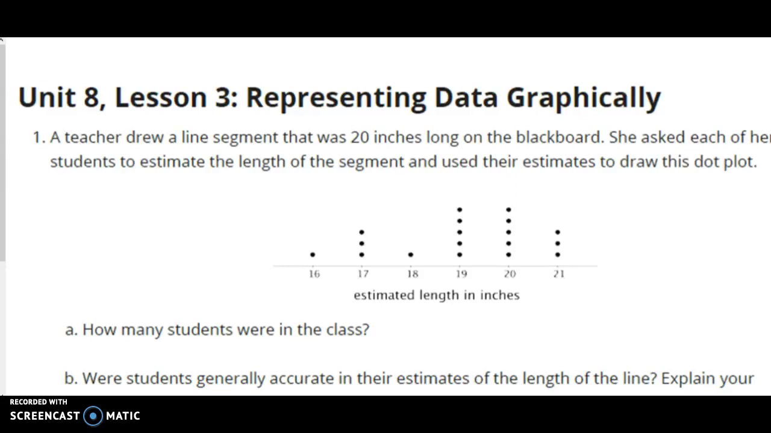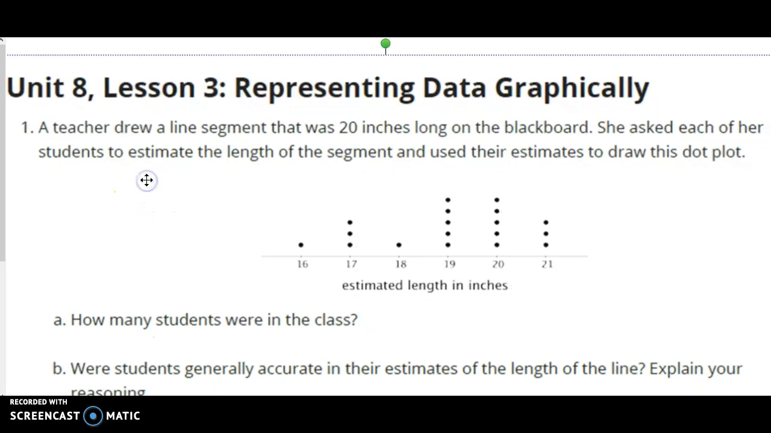Today we're going to move on to lesson 3, representing the data graphically. This is going to be where we really start to read those dot plots and understand what they mean. So let's start with number 1.